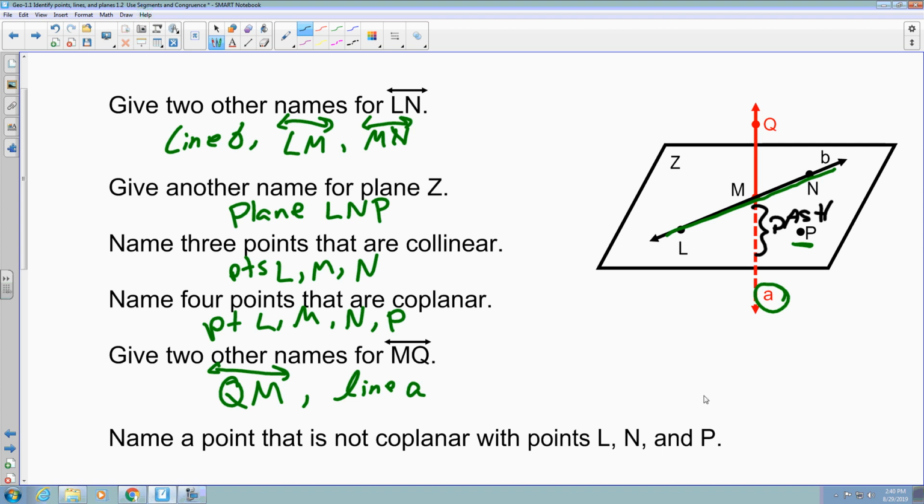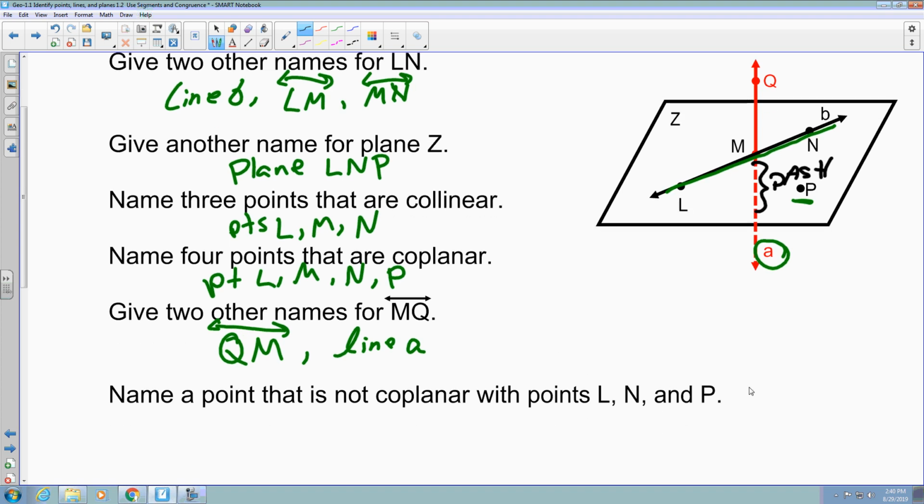So that means that this particular line intersects this plane, and anything that's under, behind it, is represented as dashed lines. And then finally it says name a point that is not coplanar with points L, N, and P. So the only one that's not coplanar, meaning any point that is not on the plane, would be this one right here, and that is point Q.